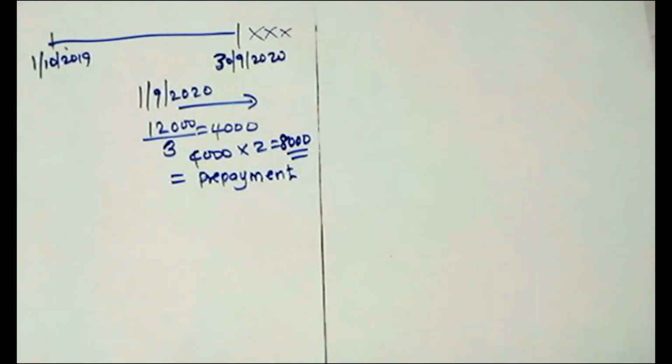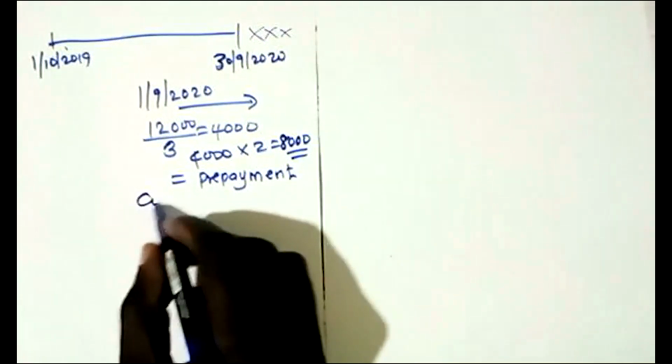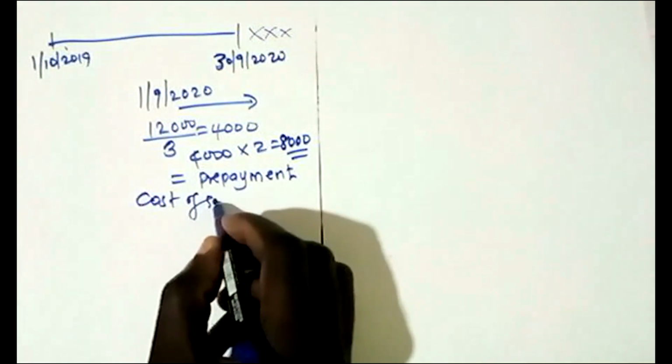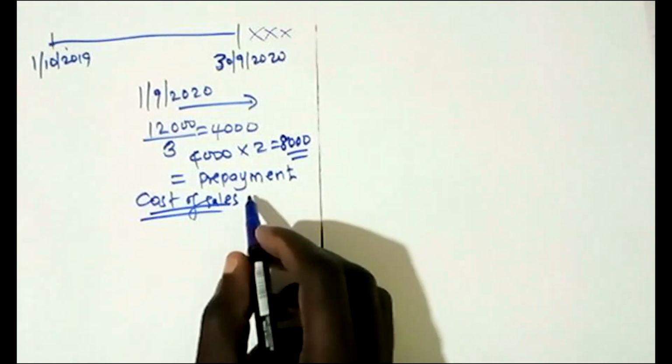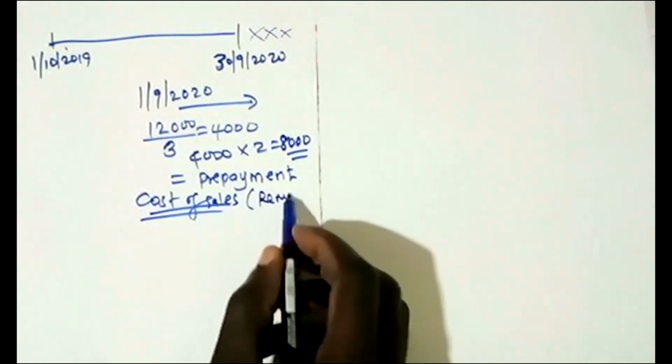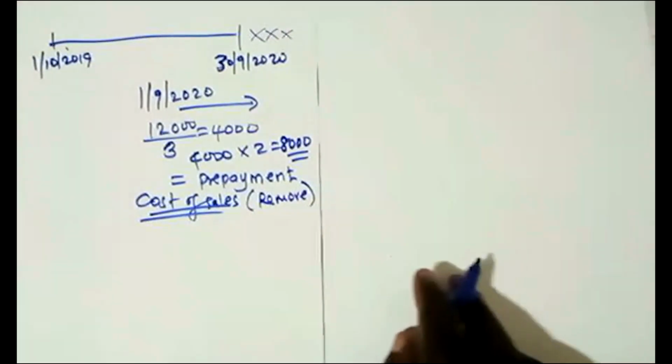So this 8K was included under the cost of sales. So remember, the total amount was included under the cost of sales, which means that we have to remove it from that cost of sales.